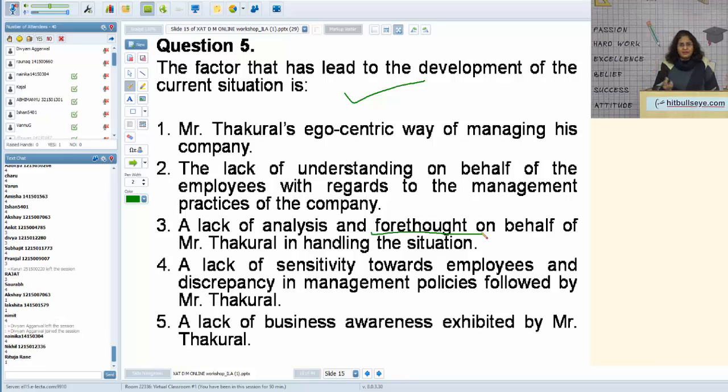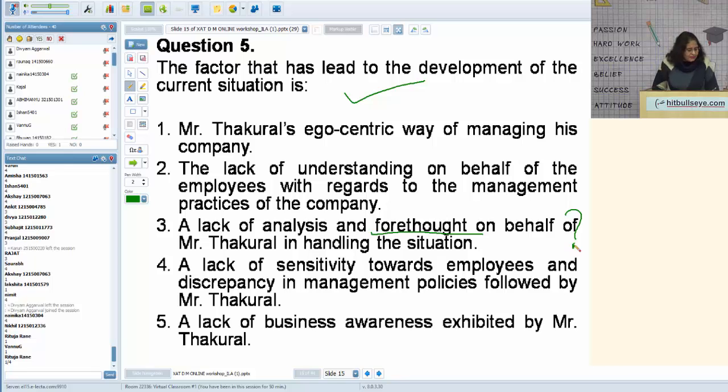Ganeshan, maybe for whatever reasons, takes it as a personal affront and he resigns, and the situation like a strike and all, it's okay. So it's a very sudden thing. If he had forethought on behalf of him in handling the lack of, okay, then what? Again, even if he had forethought, then what? So what should he have done? What was needed? It is not given in the third option.